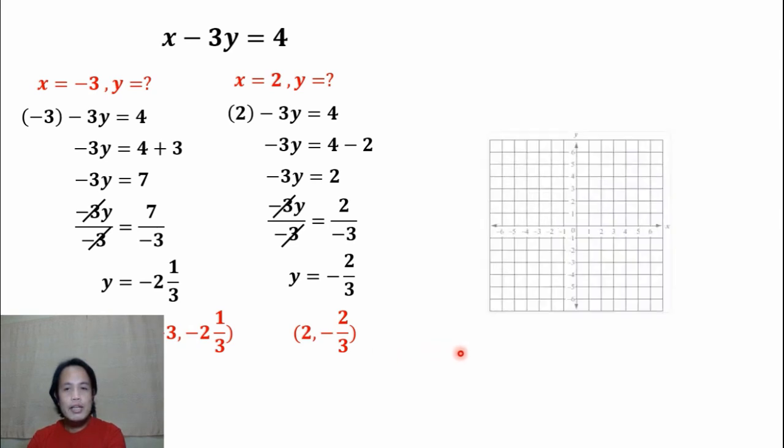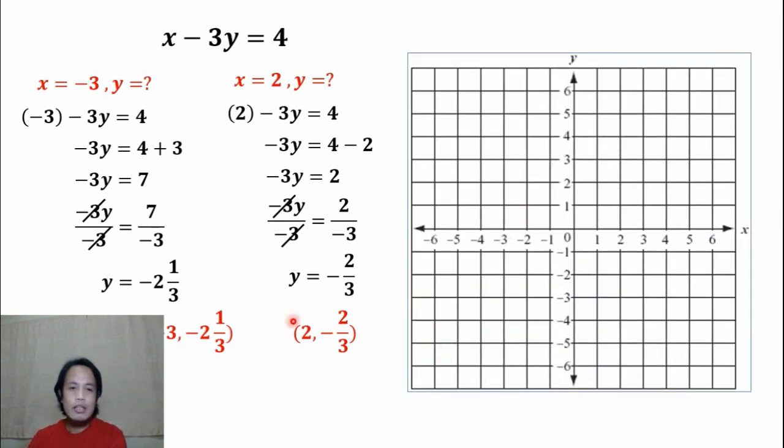Locate these 2 points in the Cartesian plane. So how do we locate these points? Our x is negative 3. This is our x, so this is our negative 3. Then our y is negative 2 and 1/3. So since that is negative, this is our negative 2. But since we have here the 1/3, it goes slightly beyond. It does not land exactly there, but it goes slightly beyond. So this is our first point.